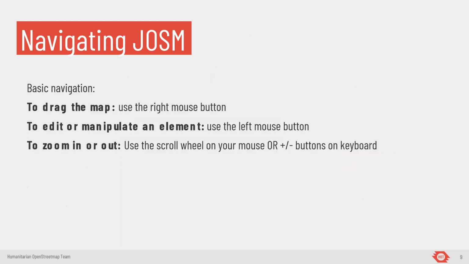So we have the basic navigation. To drag the map, or move around the area that you're mapping, you right click on the mouse, hold it, and then it will move. To edit or manipulate an element, you use the left mouse button, and to zoom in or zoom out, you scroll your mouse or use the plus or minus keys on your keyboard.